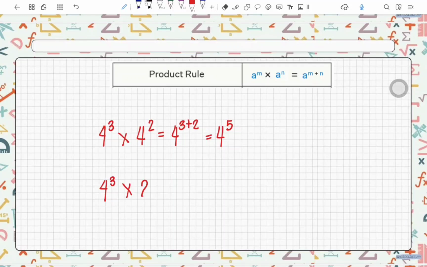How about if I write 4 to the third power multiplied by 2 to the second power? Can we do it? No, we cannot do 4 and 2 together and write 3 plus 2. This is not correct. But here we can make some changes to 4, or we can also make some changes to 2. So let's have the changes in 4 first.